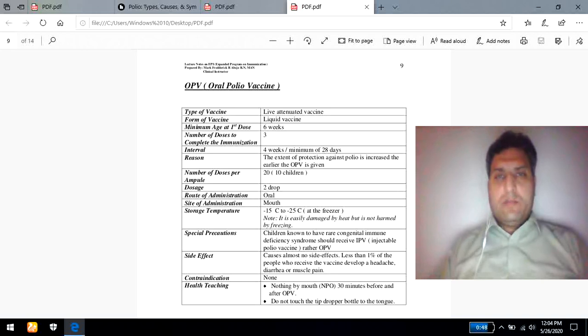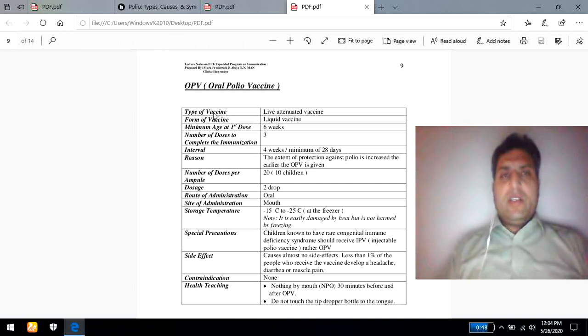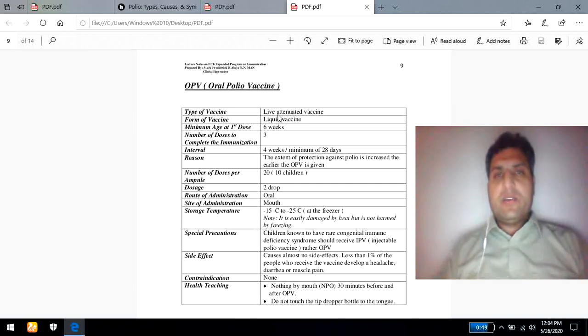So come toward the OPV. OPV stands for oral polio vaccine. What is the type of the vaccine? The type of the vaccine is basically a live attenuated vaccine. Obviously we have to treat the virus in such a way that the antigenic property should be there. So these are basically live attenuated vaccines.